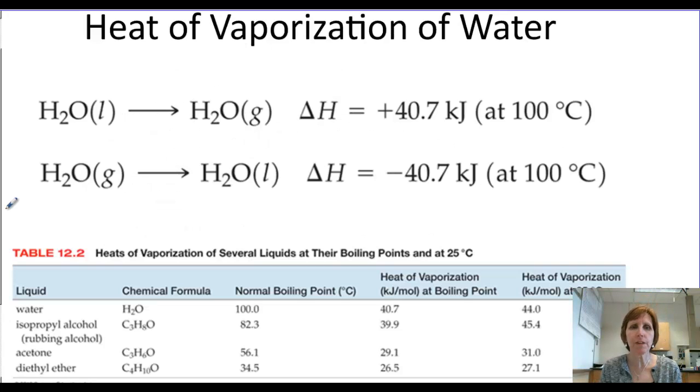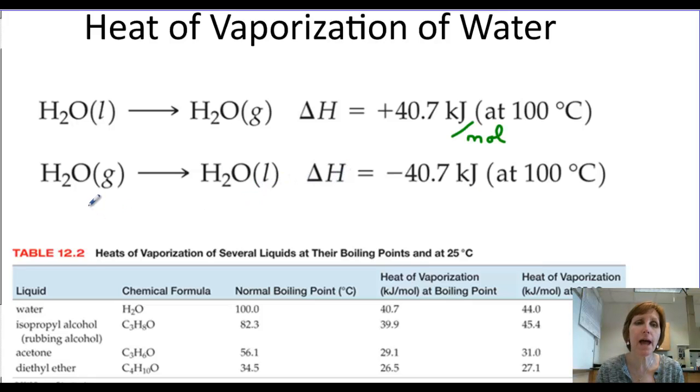So here we have the heat of vaporization of water. You can see that when we change it from a liquid to a gas, we have the delta H as 40.7 kilojoules at 100 degrees Celsius. So this is kilojoules per mole. If you were given less than a mole, you would have to calculate how many moles you have. So for example, I could give you a mass and you would have to calculate the moles and then figure out how much energy was necessary.